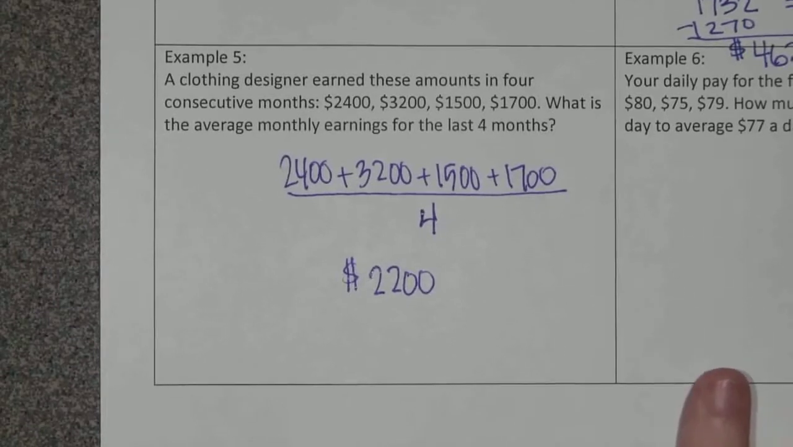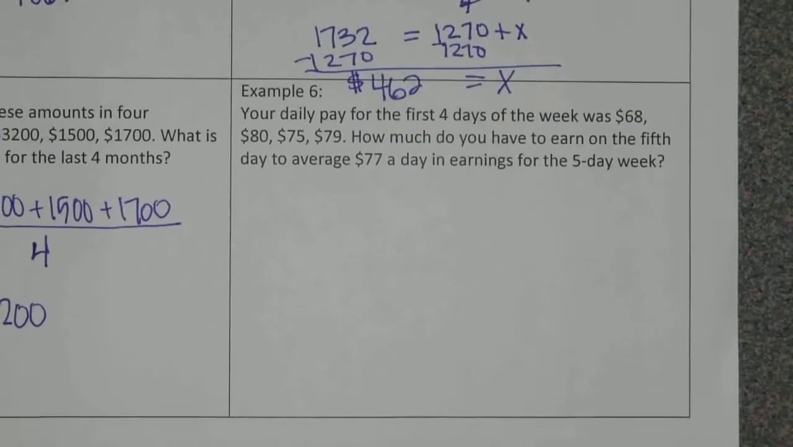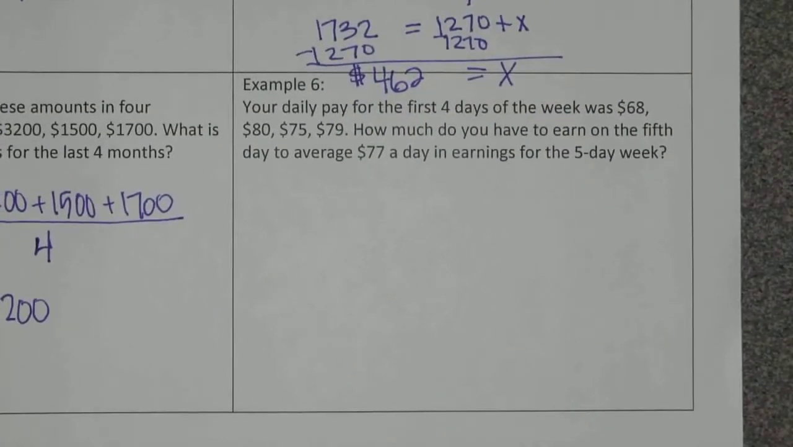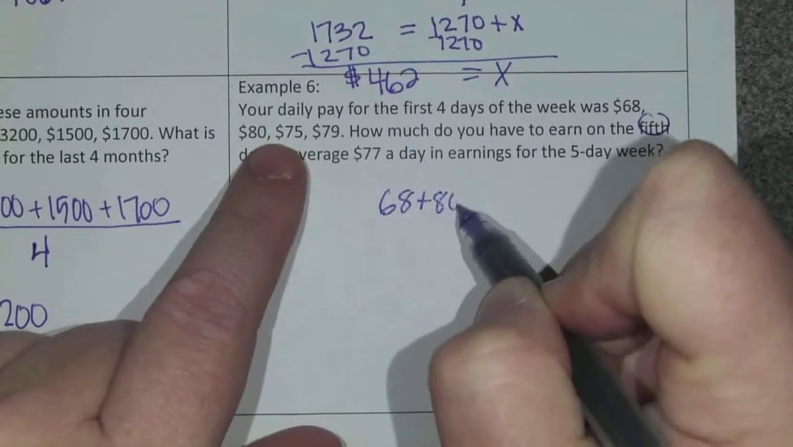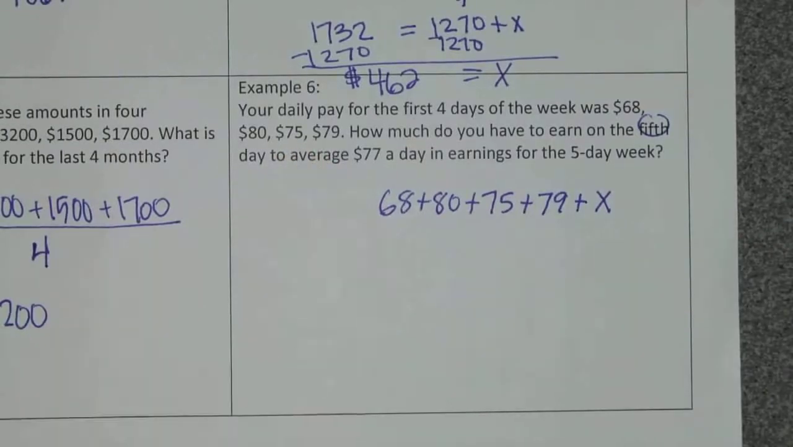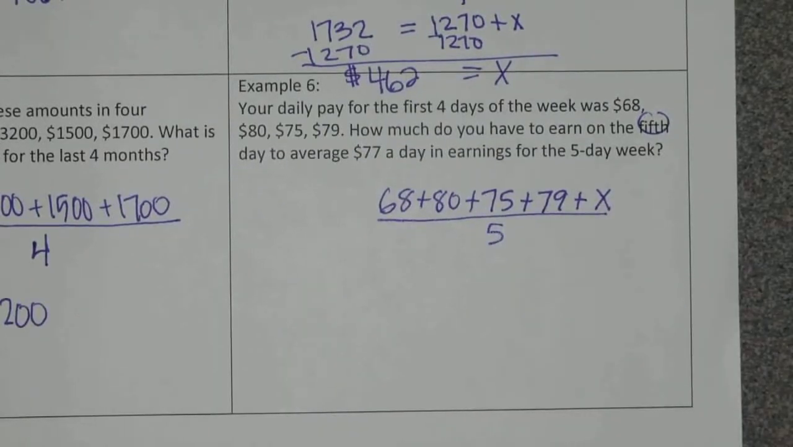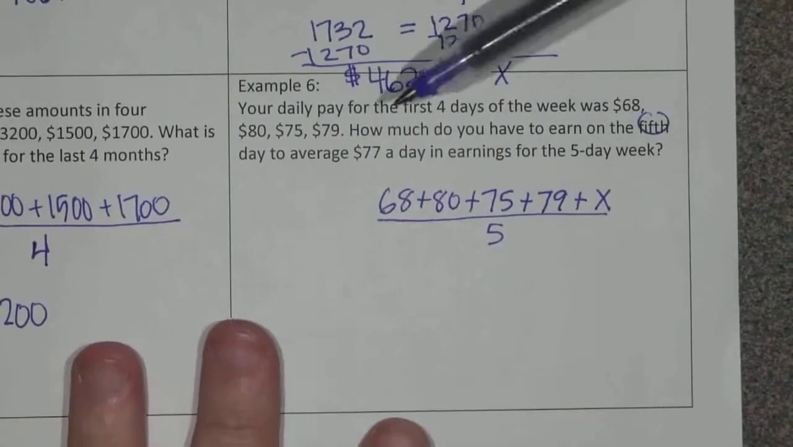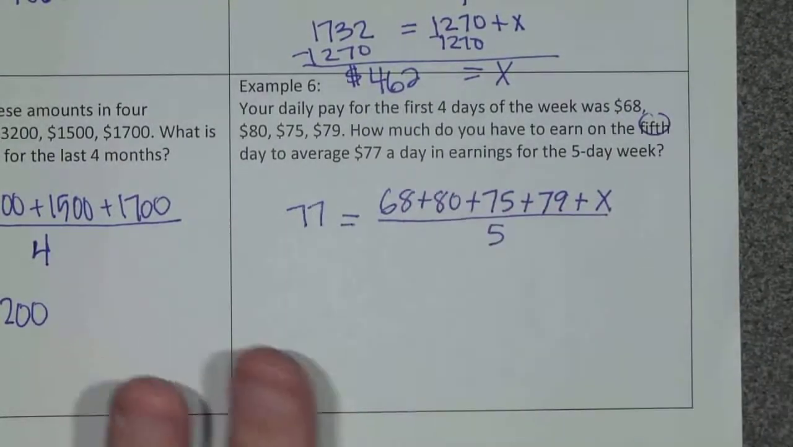All right, this next one then is a work backwards one again. So let's see if we can tell that when we're reading it. It says your daily pay for the first 4 days of the week was $68, $80, $75, and $79. How much do you have to earn on the 5th day? So are you seeing we already know we have 68 plus 80 plus 75 plus 79 plus whatever we earned on the 5th day. We know we're going to be dividing by 5 because there's 5 days of pay. And then what does it tell me that the average is going to be? $77 a day. So I know this is going to be equal to 77.